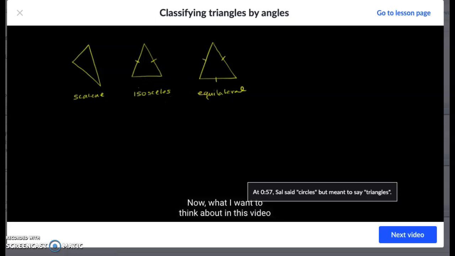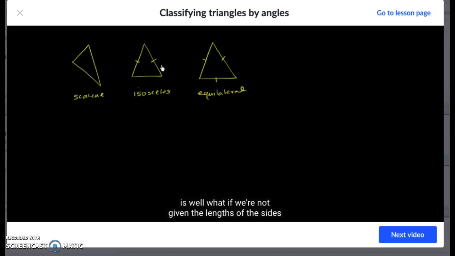Now what I want to think about in this video is, what if we're not given the lengths of the sides, and what if we're just given a few of the angles? So for example, let's say we were given a triangle where we're given a few of the angle measures. Let's say this angle right over here is 40 degrees, and this angle right over here is 50 degrees. Now based on that, could you somehow classify this as scalene, isosceles, or equilateral?